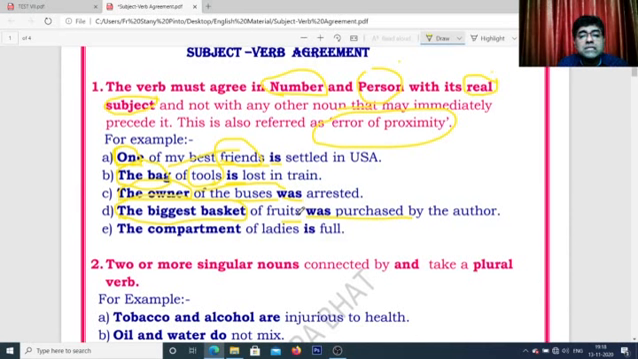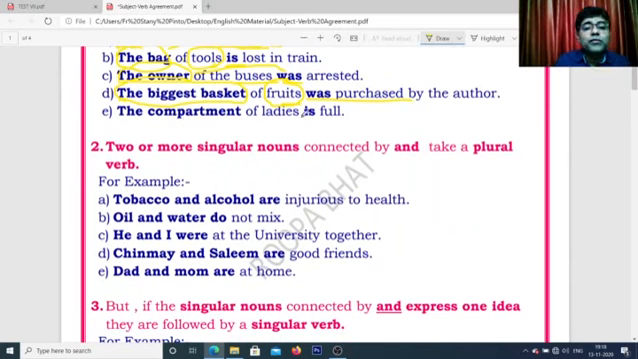Hence, don't be misled by this plural here. Remember, in all the sentences here, don't be misled. You have to find out first what we are discussing about. What is the subject? Subject is the basket and only one basket. Right. The compartment of ladies is full. Once again, you have got here ladies plural, but we are not discussing about ladies here. We are discussing about the compartment. And how many compartments? Only one compartment. Hence, the compartment is full.